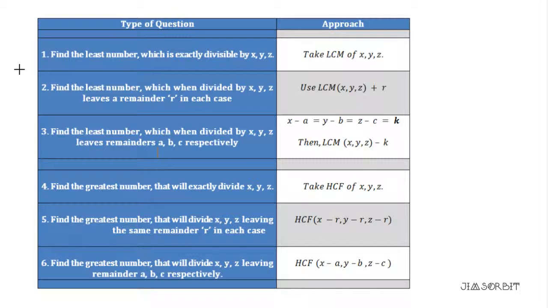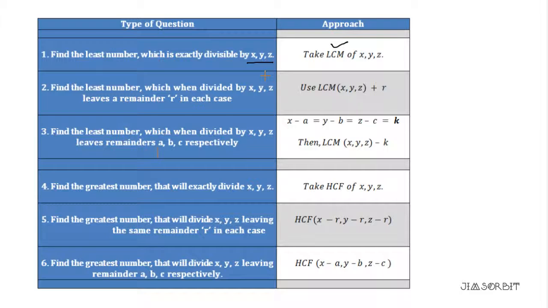Let us start. Question 1. Find the least number which is exactly divisible by x, y, z. So in this question, there is a number which has to be divided by x, y and z. These numbers will be given to you. In this question we always take the LCM. That is the answer. Finish. Nothing else you have to do.